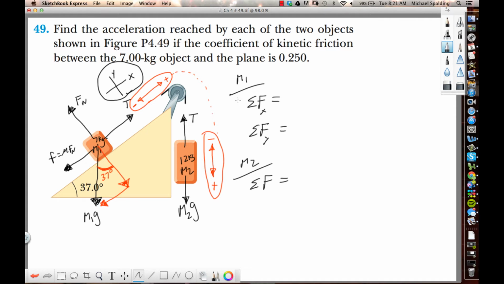Okay, for M1, focusing just on M1 here, how many forces are in the X direction? So here, this is the X direction. We tilted the XY axis. How many forces are in that direction? 3. We have tension, we have friction, and we have the X component of mg. Those are the 3 forces in X. Okay? So we're going to go tension, that's positive, points up the hill, minus friction, friction is mu Fn, and then minus this guy, which is the X component of mg. How do we get that X component of mg?